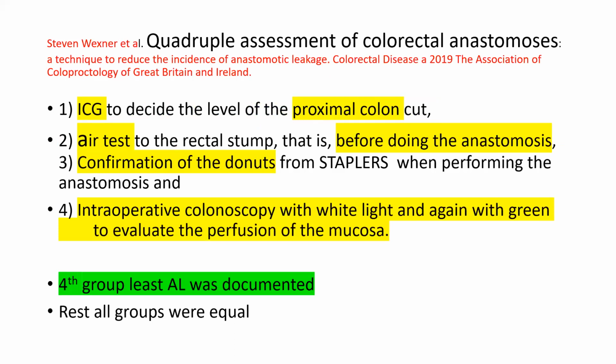There is a quadruple assessment by Steven Wexner: ICG to decide the proximal colon cut, then an air test, popularly called the puncture test, to confirm whether there is any leak in the anastomosis. Then we see the donuts, whether they are complete or incomplete, and then intraoperative colonoscopy, with white light and again with green light, to see perfusion of the mucosa. He has proved, and Steven Wexner is a famous name, everybody knows him, that in the fourth group the anastomotic leakage was very low.